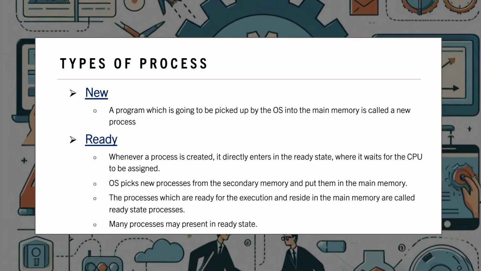The first one is new. A program which is going to be picked up by the OS into the main memory is called a new process. Ready. Whenever a process is created, it directly enters the ready state, where it waits for the CPU to be assigned. OS picks new processes from the secondary memory and puts them in the main memory. The processes which are ready for execution and reside in the main memory are called ready state processes. There can be many such processes.